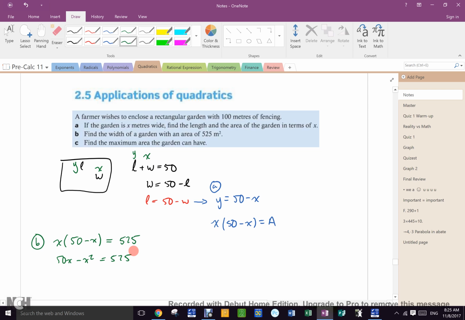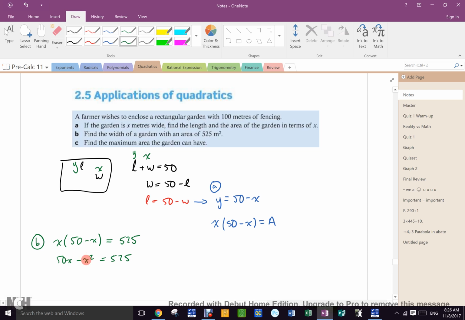Does that yet look like something that we use? Does that look like standard, vertex, or factored form right now? It's almost standard, isn't it? What would make it standard? If I move the 525 over here, I'm going to have negative x squared, yeah? Right? Are we okay with that? How many of us like negatives? Most of us, that bothers most of us, right?